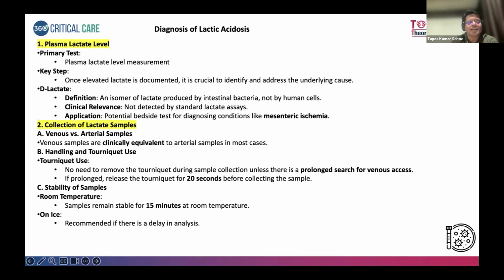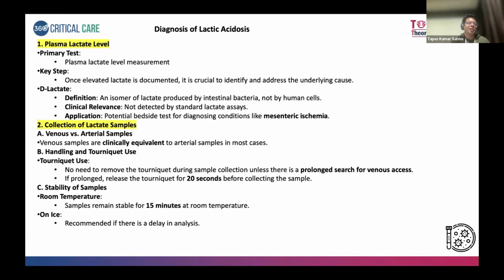Now, how would you be collecting the lactate sample? Venous versus arterial sample. Is there any difference between venous or arterial sample lactate level? No. Venous samples are clinically equivalent to the arterial samples in most cases. So you don't need to always order an arterial blood lactate level. If you are getting the venous lactate also, you will be pretty sure that yes, it is elevated. And you have to measure the trend of lactate levels through venous or arterial.